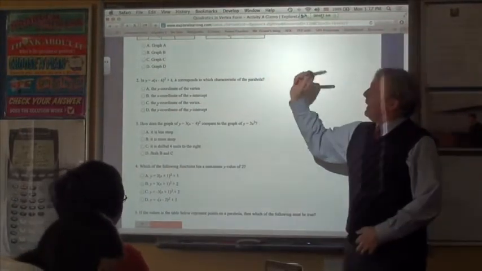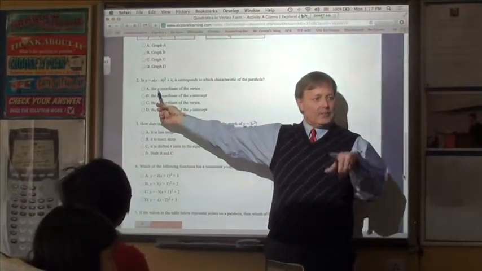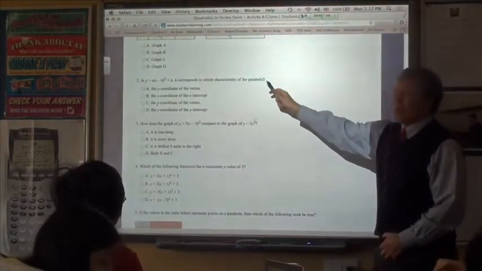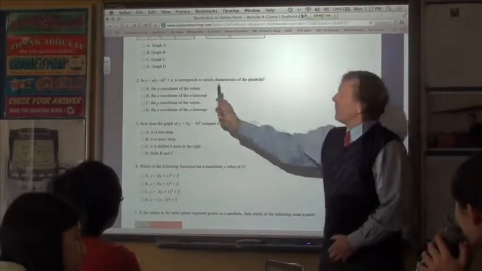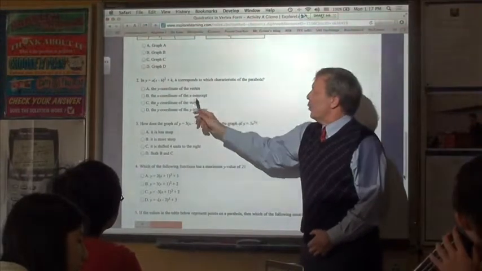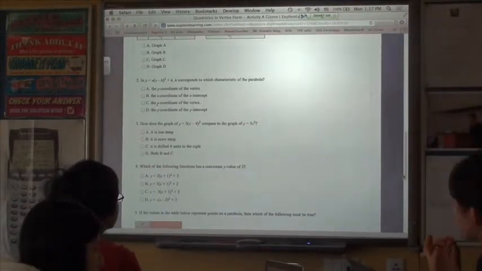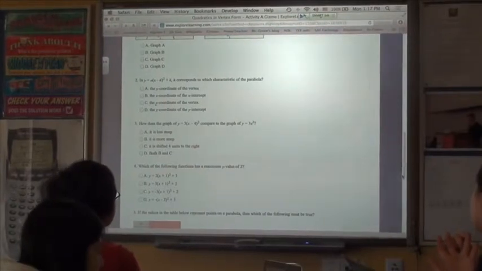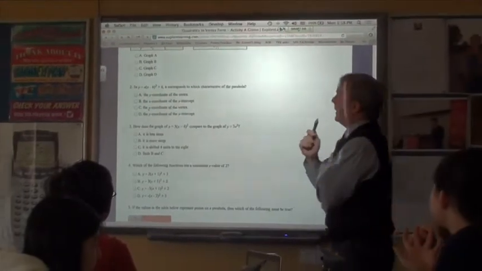Number 2. You know your base vertex form now. A parens x minus h squared plus k. The h corresponds to which characteristic of the graph? This guy in here we've been playing with. The h has to do with which one? Maybe eliminate a couple. The h has to do with who? Can you eliminate one? B. Why can you eliminate B?